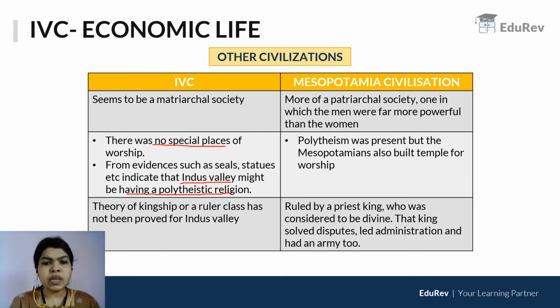And then, the theory of kingship or a ruler class has not been properly proved for the Indus Valley. We always say that it might have been a theocracy, it might have been an oligarchy. It might have been ruled by a set of people who might be aristocrats, who might be the priestly class, who might be from the religious set, who might be kings. So there is not a definitive trend as to who ruled this place. But there is a centralizing authority. Who that authority is, we do not know for sure.